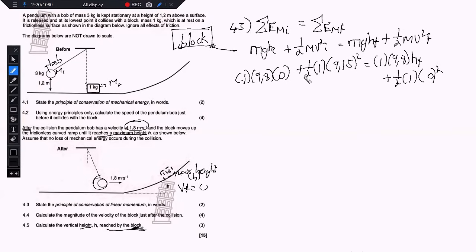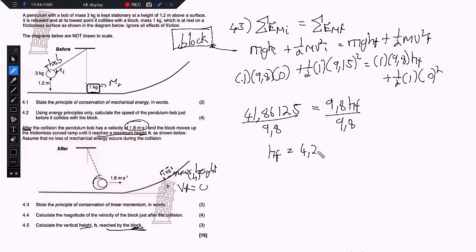So that means we need to punch this into our calculator. Half of 1 times 9.15 squared, this is going to give us 41.86125. And then is equal to 1 times 9.8, that's 9.8 height final. So from multiplying this, we are getting 0 as well. And then 9.8 both sides. We divide by 9.8 both sides. Our height finally is going to be 4.27 meters.